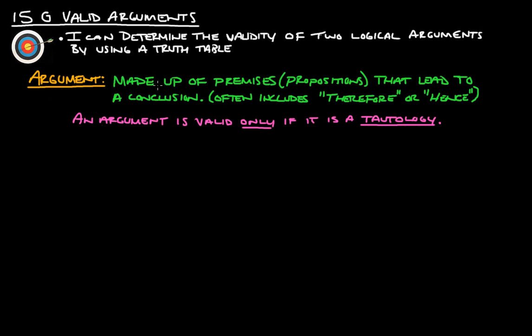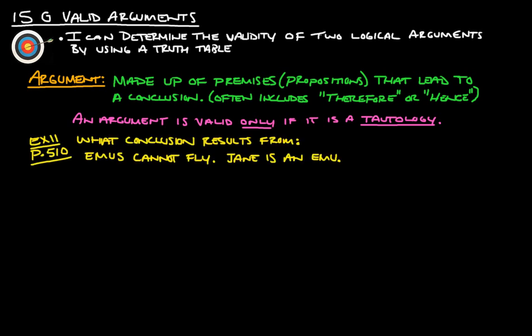An argument is made up of premises or propositions that lead to a conclusion. Often these arguments will include therefore or hence or something like that. An argument is valid only if it's a tautology, so everything needs to be true in the final column.